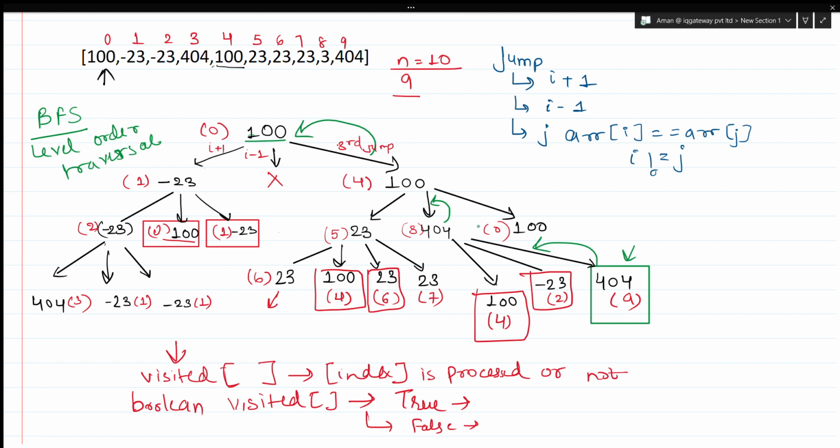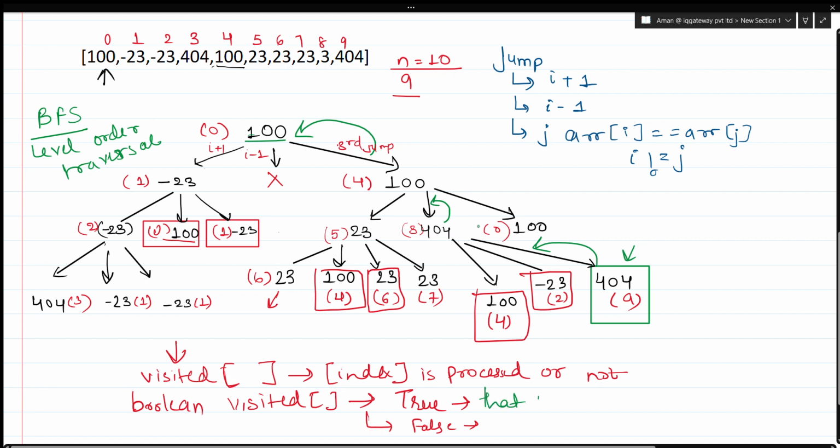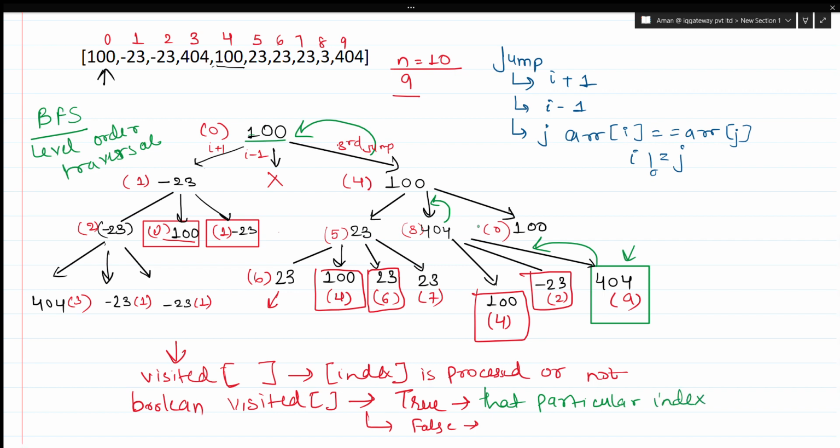What does true mean? That particular node or that particular index is processed, and if it is false, that index is not processed. So I can go ahead with the false one. If it is true, I simply do not go inside that traversal. I cannot move forward.